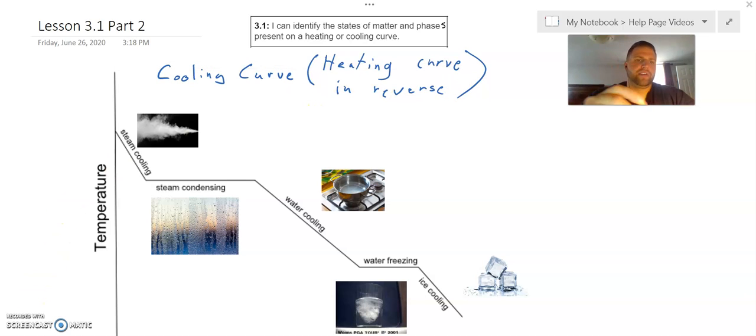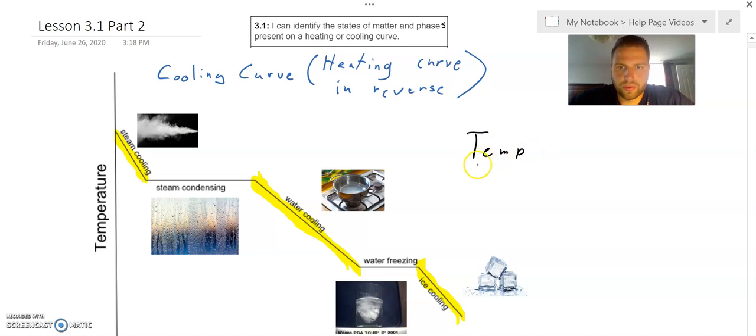Let's go ahead and take our highlighter and define the downward sloping sections. So here's one right here. Here's one right here. And then here's one right here. These yellow sections are temperature changes. If you want to be specific, they're decreases in temp.